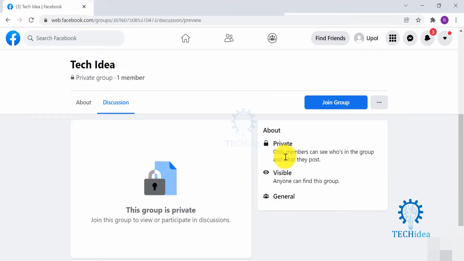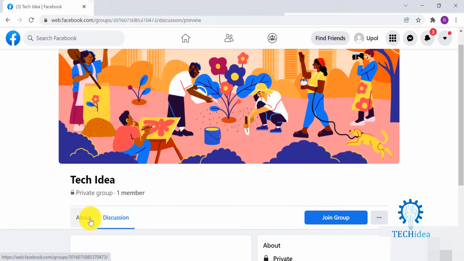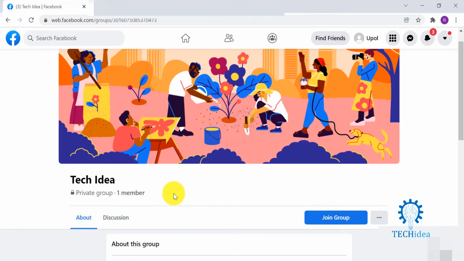Over here it is clearly mentioned that only members can see who is in the group and what they can post. So no, there is no way you can see what's going on inside a private group.